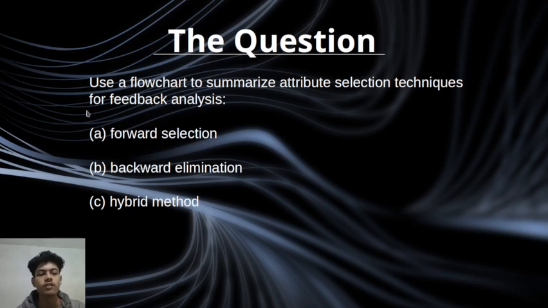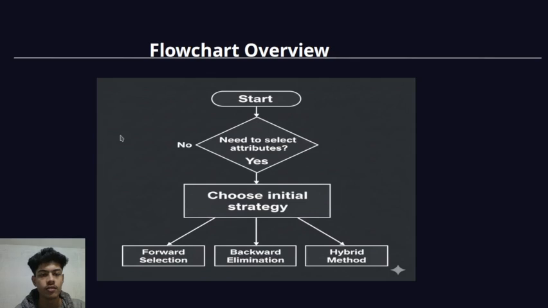Also, you can see this there. This is the question: use a flowchart to summarize attribute selection techniques for feedback analysis: forward selection, backward elimination, hybrid method. So we will discuss all three methods.